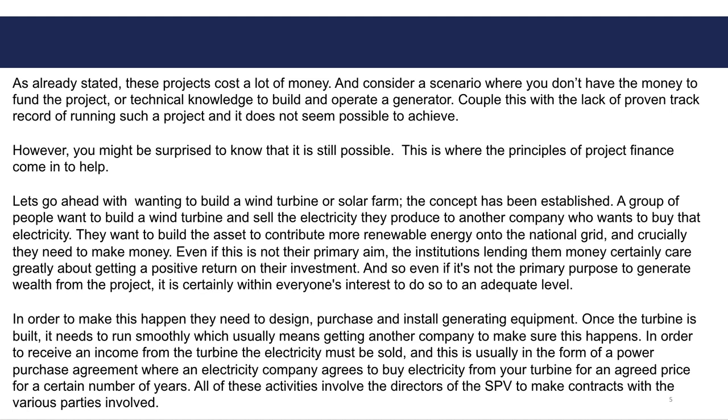In order to make this happen, they need to design, purchase and install generating equipment. Once the turbine or generator or asset is built, it needs to run smoothly, which usually means getting another company to make sure this happens. In order to receive an income from the turbine, the electricity must be sold, and this is usually in the form of a power purchase agreement where an electricity company agrees to buy electricity from your turbine for an agreed price for a certain number of years. All of these activities involve the directors of the SPV to make contracts with the various parties involved.